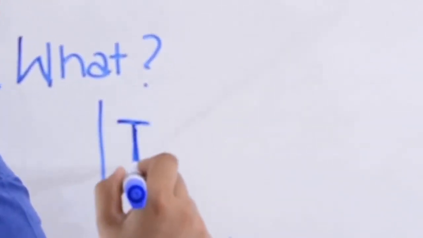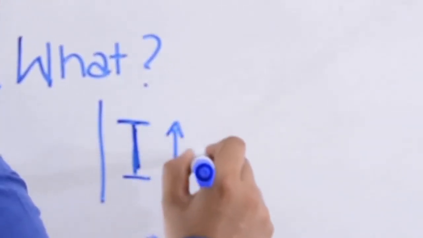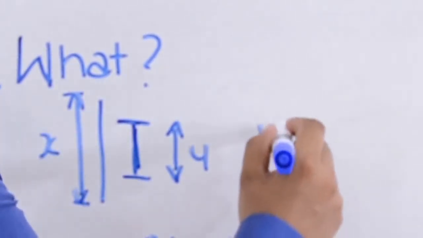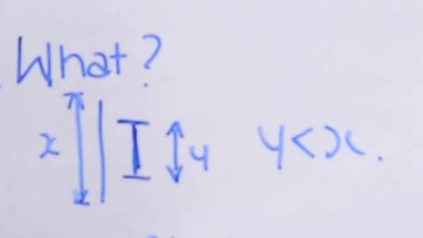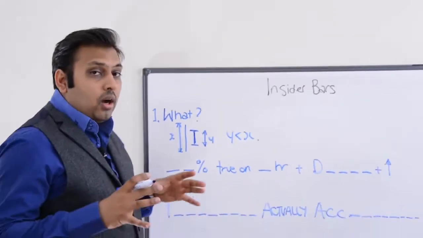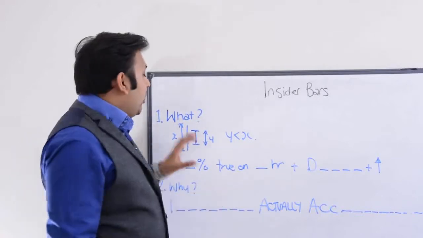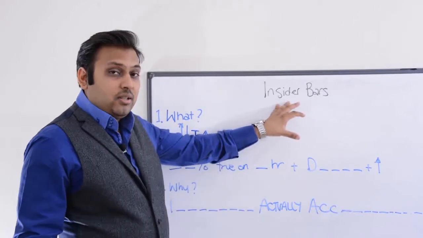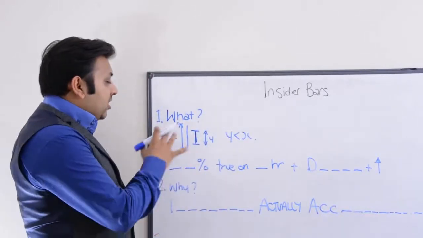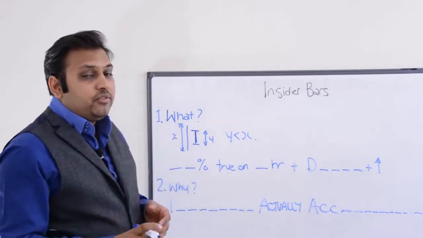So you can see the range of this bar, if we were to call that Y, and this bar just here, if we were to call its range X, you can see that Y is definitely less than X. And if that's the case in any market, on any time frame, we would class this as an insider bar. So this is, in a nutshell, the mathematical definition.